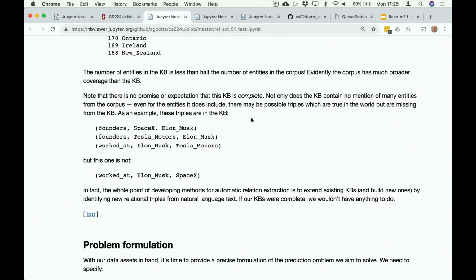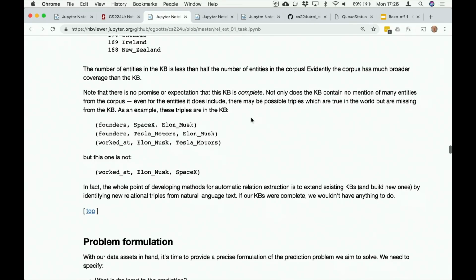And in fact, that's the whole reason that we're doing this. We want to extend an existing knowledge base with facts that should be in there but aren't. If the knowledge base were already complete, we wouldn't have any work to do. So the fact that it's incomplete is no surprise, and in fact, it's the whole motivation for doing this.